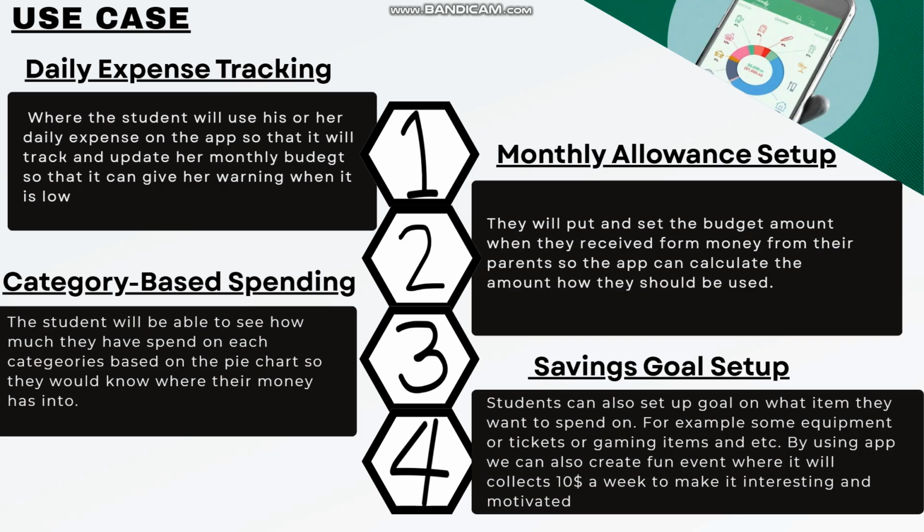Let's continue. So this is our user case scenario overview. We divided it into 4 different categories. So the first one will be daily expense tracking, where students will enter their daily expenses in the application so that it can track and update their monthly budget. And it will also give a warning when the budget limit is nearly exceeded or the budget money is low. To make this happen, it relies on our monthly allowance setup.